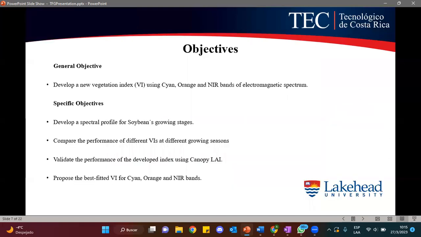So now, talking about the objectives of the research, the specific objectives are to develop a spectral profile for soybeans growing, captured with the OCN camera, compare the performance of different vegetation indexes at different growing seasons, and validate the performance of the newly developed index using canopy leaf area index, which will be explained later in the presentation. And finally, to propose the best fitted vegetation index for cyan, orange, and near infrared bands.